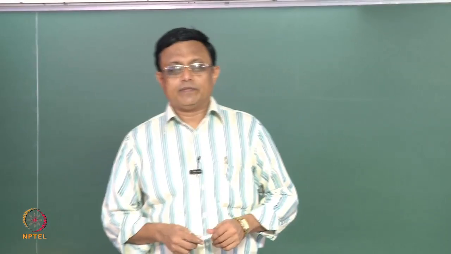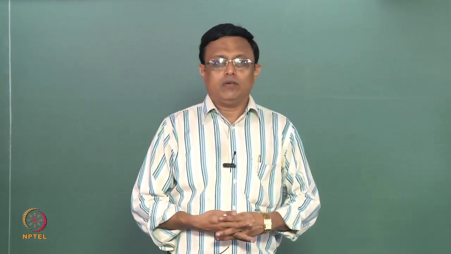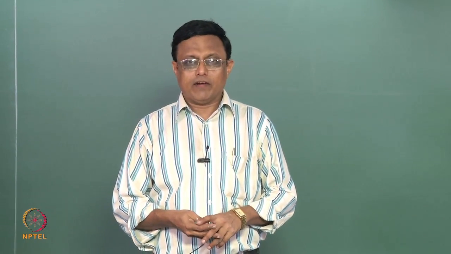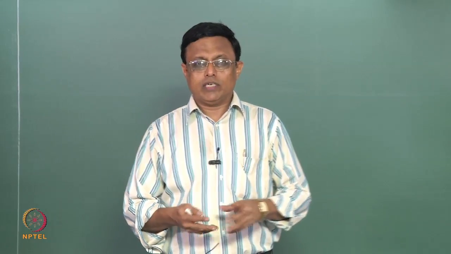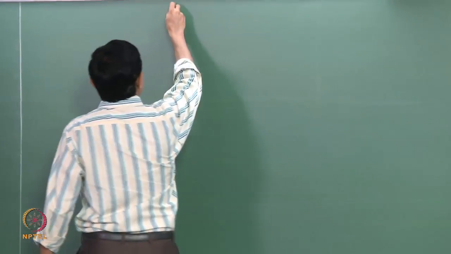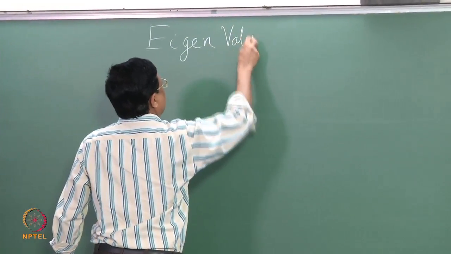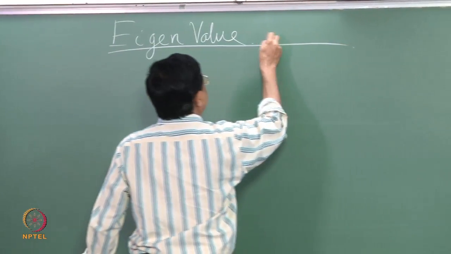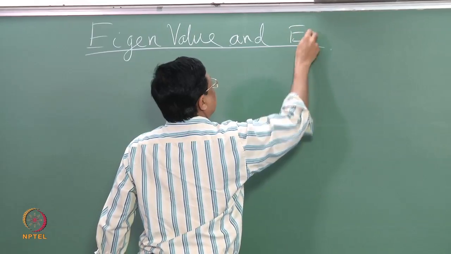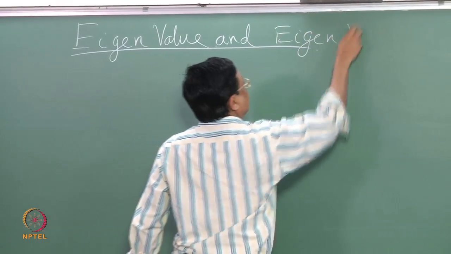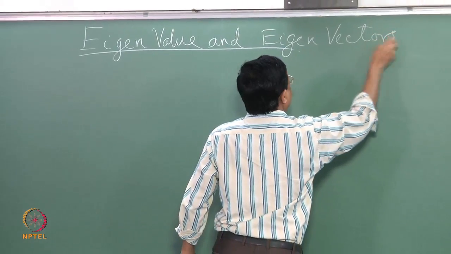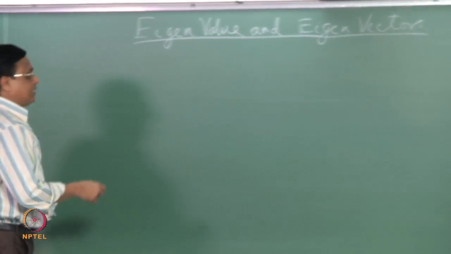Let us now discuss an important concept of matrices, which are called the eigenvalue and eigenvectors of a matrix. So, let us understand what is meant by an eigenvalue and eigenvectors associated with a matrix. Let us consider a matrix A.